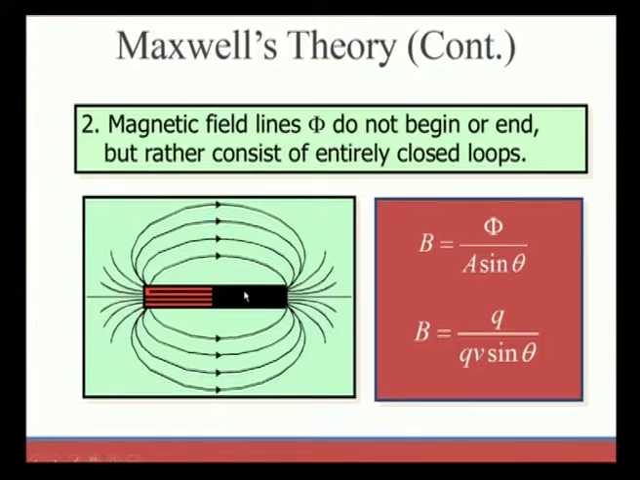This is what we can observe, and also the magnetic field B can be found with the help of these formulas: B is equal to phi divided by A sin theta, and B is equal to q divided by qv sin theta. With the help of these we are able to find the magnetic field.